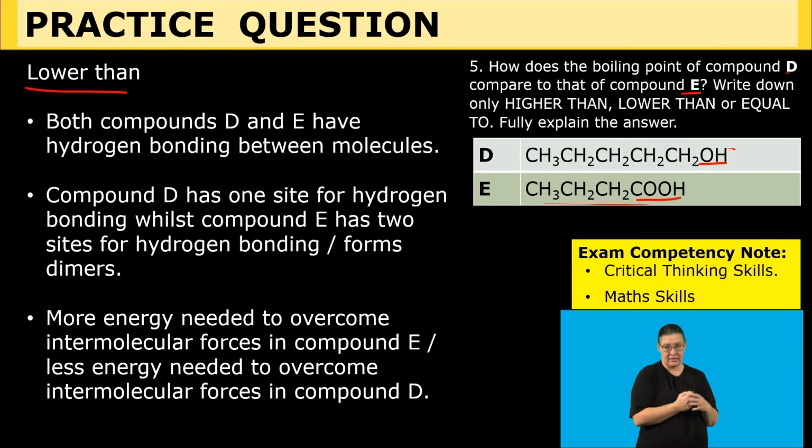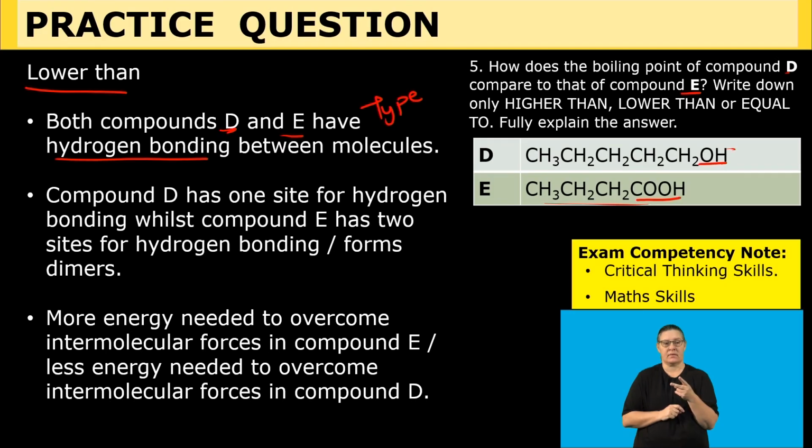Remember they said, write down only higher than, lower than, or equal to. Then after we explain our answer. So it is lower than, D is lower than E, because both compounds D and E have hydrogen bonding between molecules. That's now the type of intermolecular force.